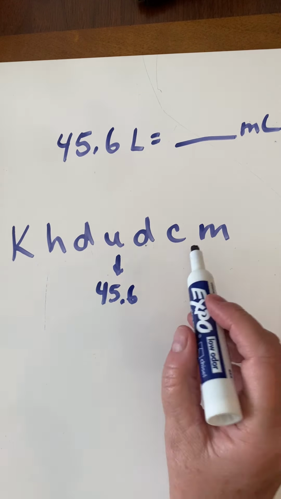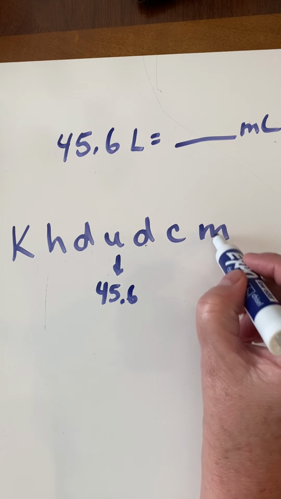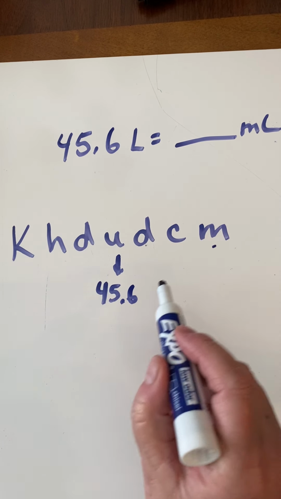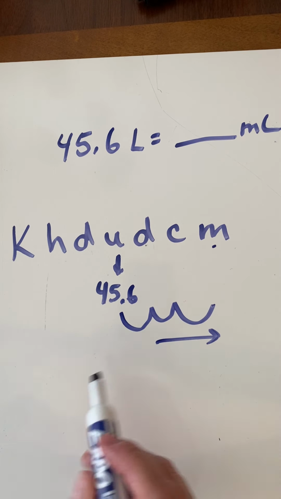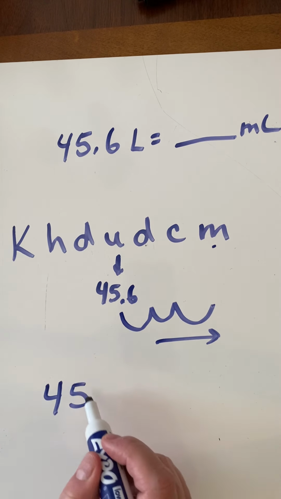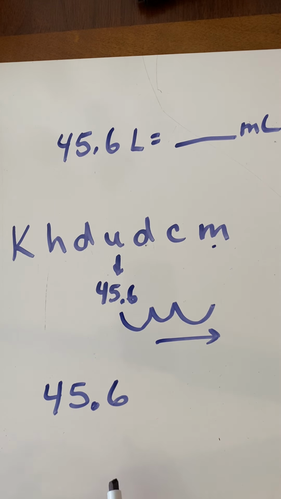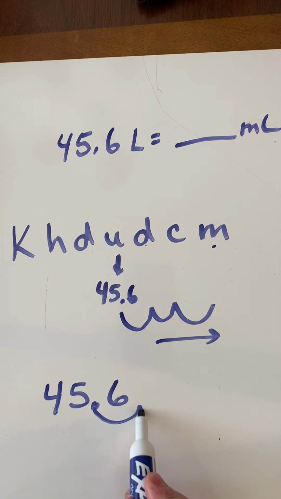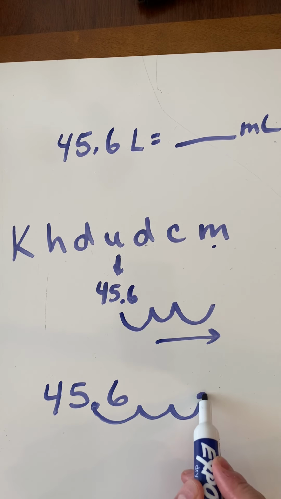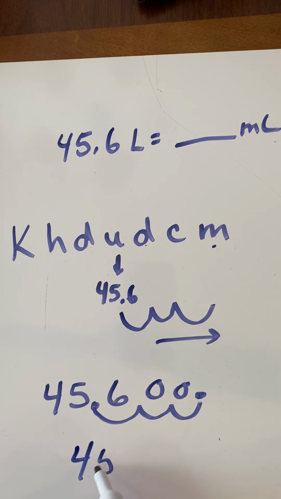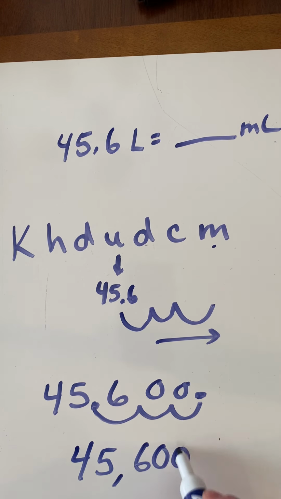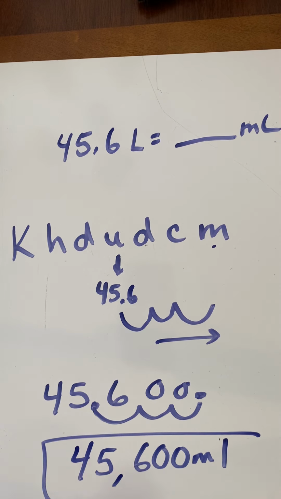And then I'm going to jump. I need to get to milliliters, which is right here. So I'm going to jump it 1, 2, 3 times to the right. So let me start with my 45.6. Now I'm given the decimal point, so I start with my decimal point and move it 3 times. 1, 2, 3. Put a new decimal point and fill in the rest with zeros. So my answer is 45,600 milliliters.